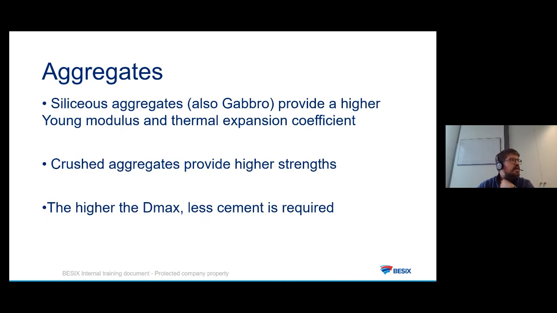So you can see that this is the opposite for the siliceous aggregate, so higher Young modulus and thermal expansion coefficient. As I said, the crushed aggregates provide higher strength, and the higher the Gmax, less cement is required for the same strength. So the higher Gmax, you will have more strength.